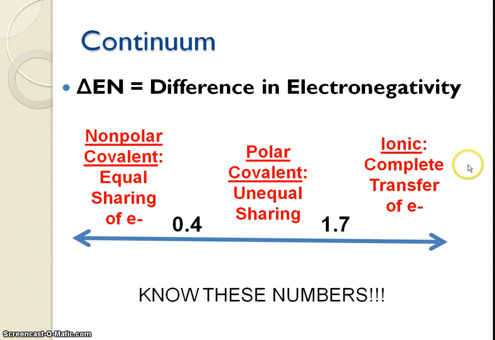And if the difference is greater than 1.7, so that means there's a huge difference in electronegativity, the electrons get completely transferred, and that makes it ionic.